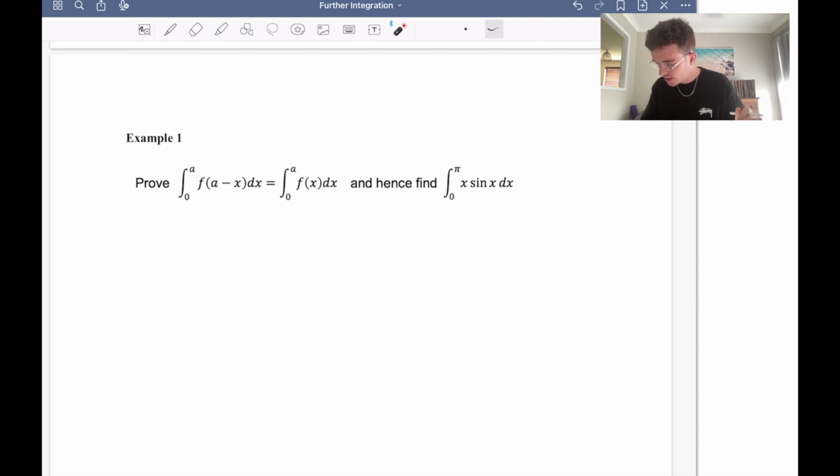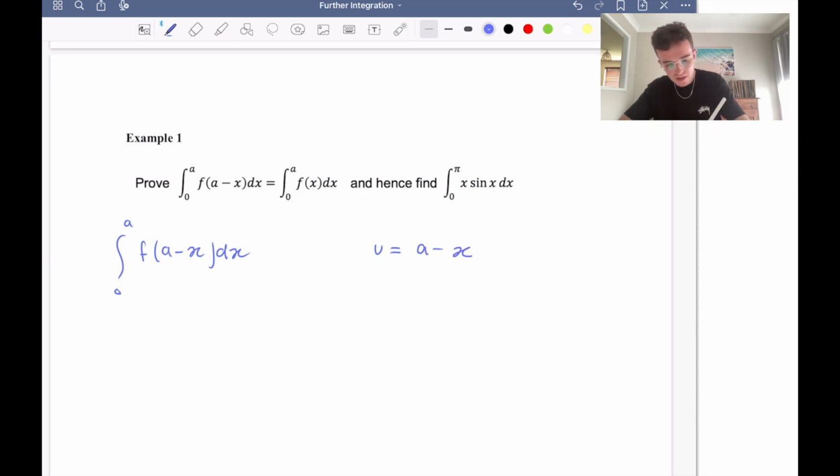So, example number 1 is to prove that the integral from 0 to a of f of a minus x dx is equal to the integral from 0 to a of f of x dx, and hence find the integral from 0 to pi of x sine of x dx. So to do that, we're looking at the integral from 0 to a of f of a minus x dx. Okay, let's do a u substitution. Let u equal a minus x, because a minus x is just a variable in the equation. Whenever we see an x, we're replacing it with a minus x. So we can do a u substitution here.